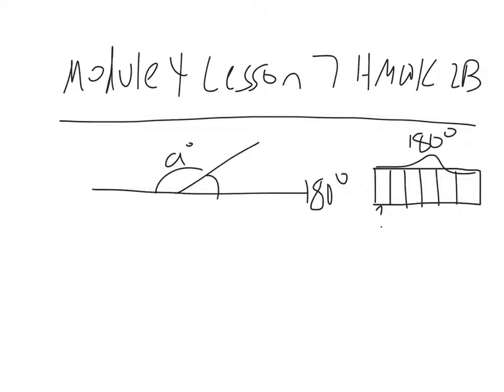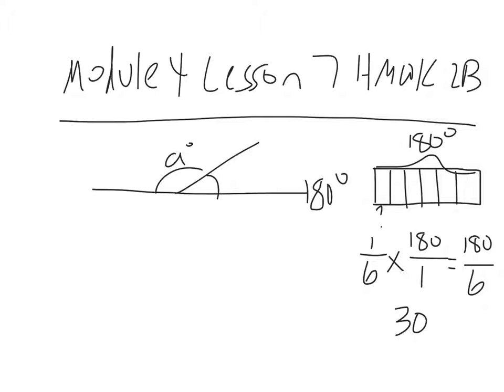So we do the fraction of problem, 1/6 of 180. We do top times top and bottom times bottom. 6 goes into 180 30 times. So we have now figured out the smaller angle. The smaller angle being right here, we know that this is 30 degrees.